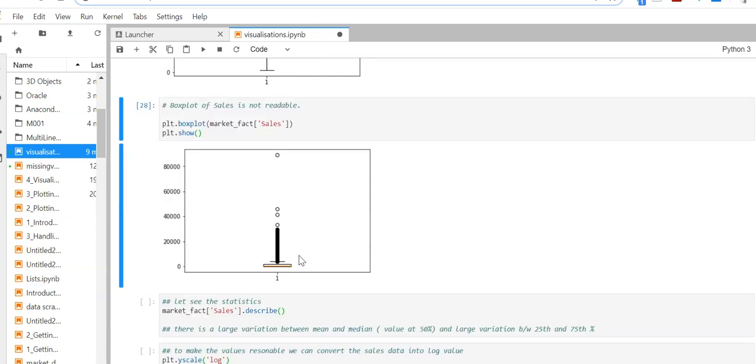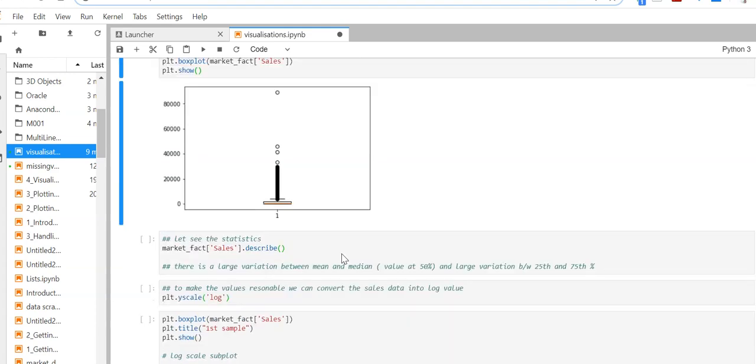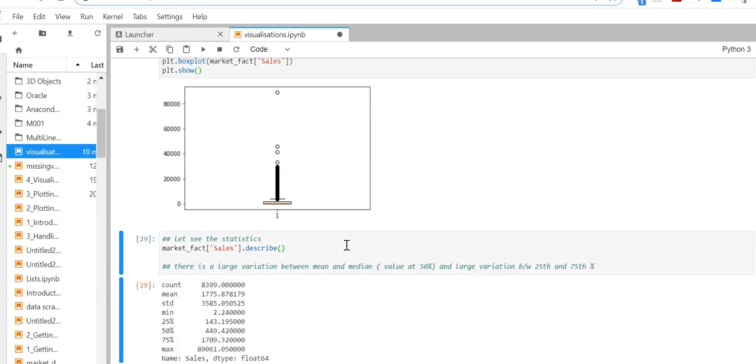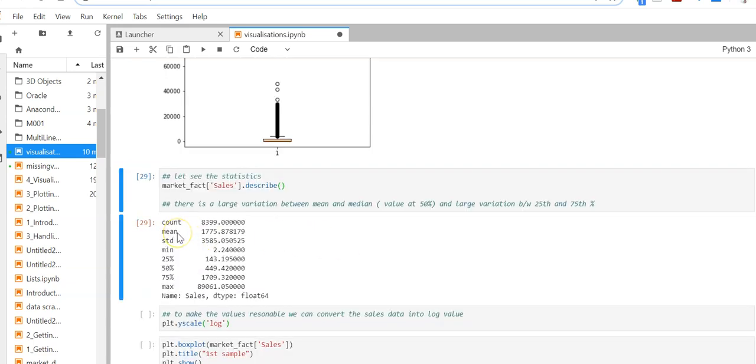Okay, the output is really not readable here. It's because the sales data has wide variation. If I describe the sales data here, you can see the difference between the mean and the median is very high. Likewise, the difference between the 25th and 75th percentile is also very high.